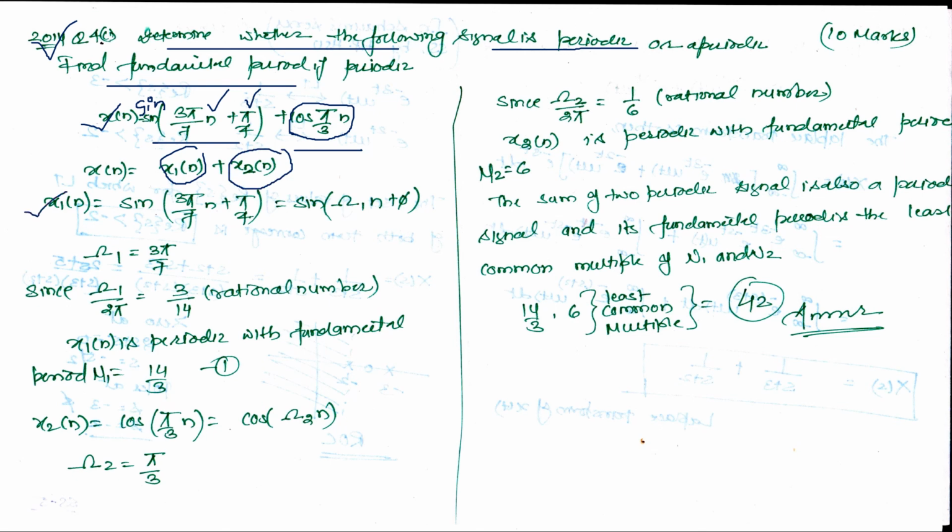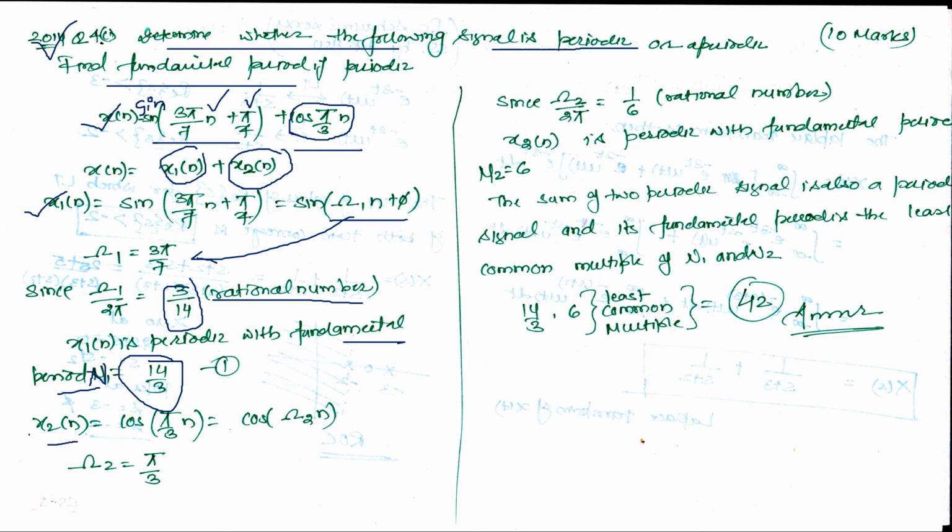Now start with x1 of n. Let us see whether it is a periodic function or not. The standard form is sin(ω1 n + φ), where ω1 is 3π/7. Since ω divided by 2π is a rational number, hence it is a periodic signal whose fundamental period N1 is 14 by 3. Okay, it's very simple. From here you can easily identify it. It is 14 by 3.